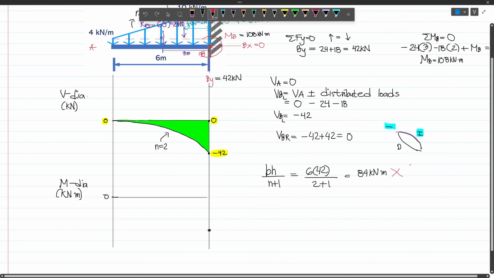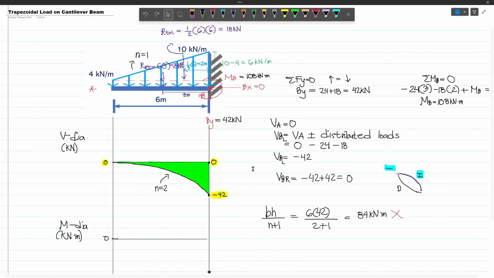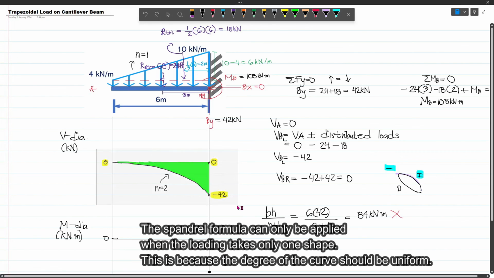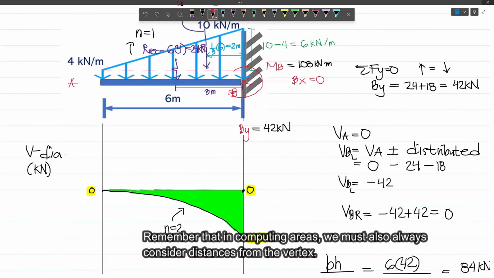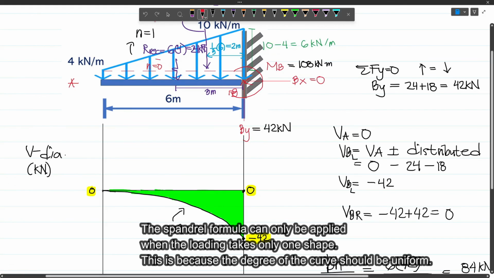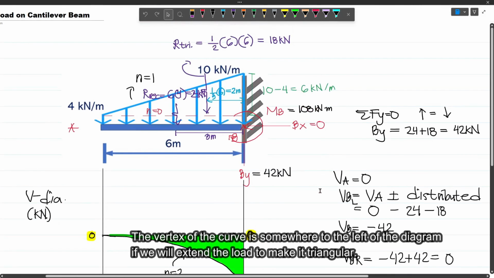Ito yung concept dyan. If you look at our loading, diba, we have a trapezoidal load which can be divided into a uniformly distributed load and a triangular load. And so that's why in actuality, we cannot apply the Spangel formula for this one because our vertex is not actually here. Now why is this? Notice that our degree for the uniformly distributed load will be 0. And so diba, these degrees are different. And so that's why we cannot apply the Spangel formula because our vertex is actually somewhere here. Nandito yan. Now sir, how will we be able to compute 108 just by using the area method?